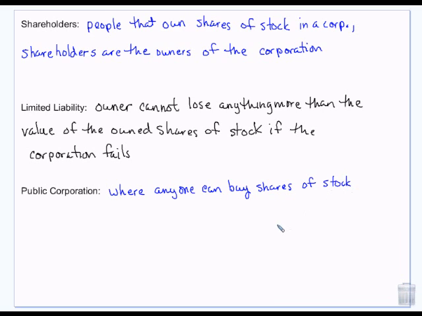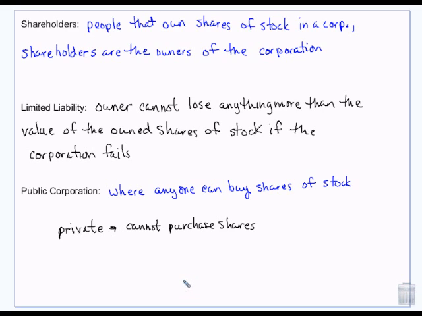Okay. Microsoft is a public corporation. I can go buy shares of Microsoft. Now there are private corporations. I can't purchase shares of a private corporation.